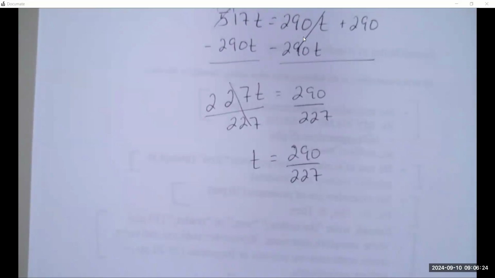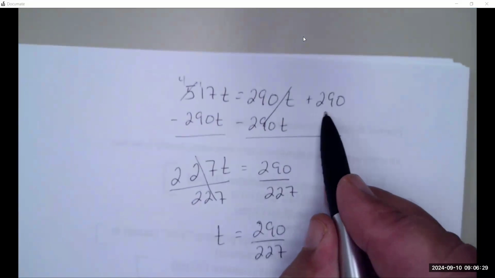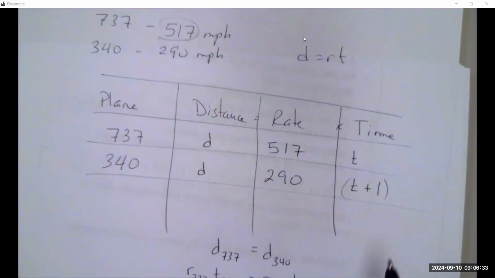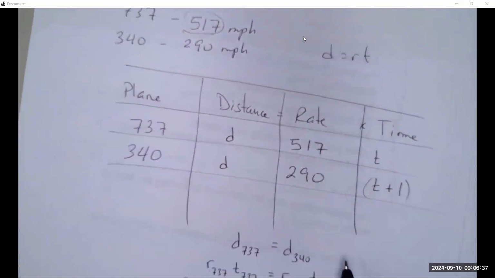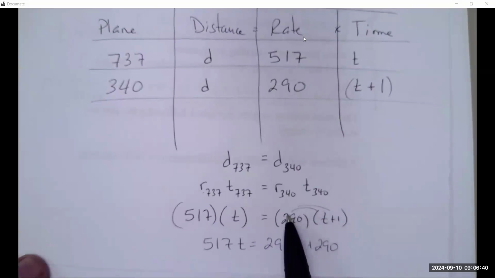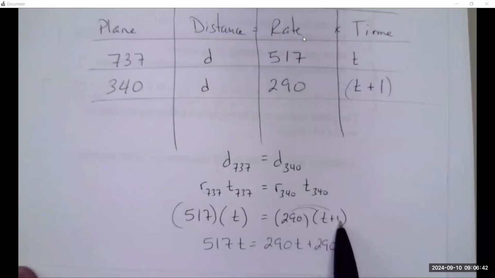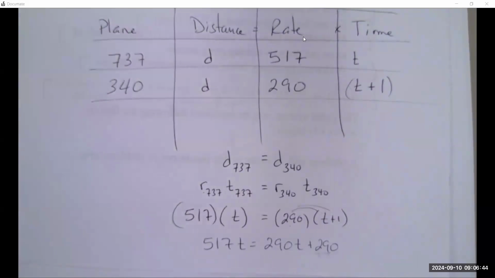Yes, the 227 or the 290 on that side. On this side, they're here. Because remember, the formula for the Saab was 290 times t. Their t was t plus 1. So when I multiplied 290 times t, then 290 times 1, that's where I got the 290.